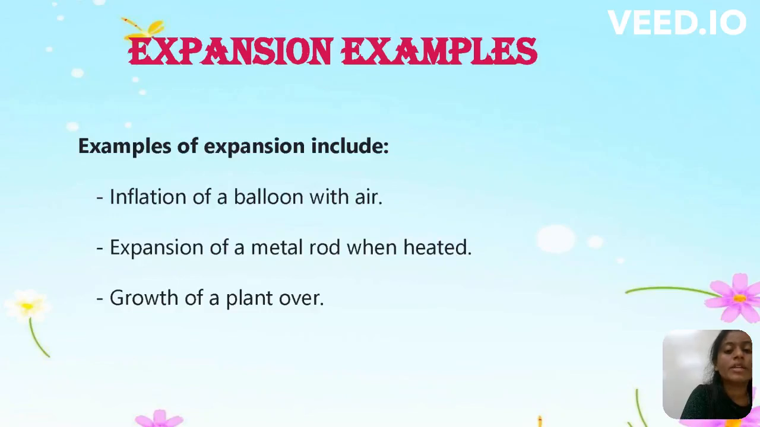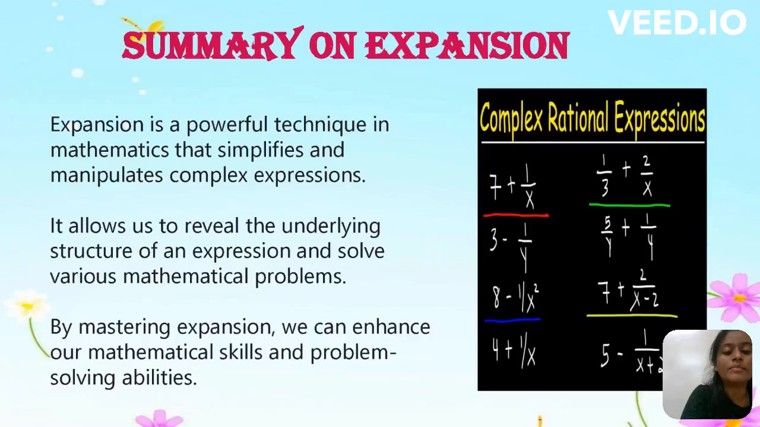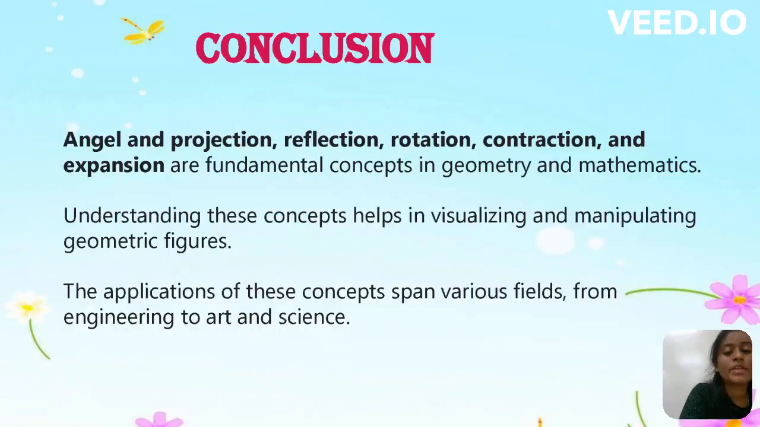Expansion examples include inflation of a balloon with air, expansion of a metal rod when heated, growth of a plant over time. Summary on expansion. Expansion is a powerful technique in mathematics that simplifies and manipulates complex expressions. It allows us to reveal the underlying structure of an expression and solve various mathematical problems. By mastering expansion, we can enhance our mathematical skills and problem solving abilities.